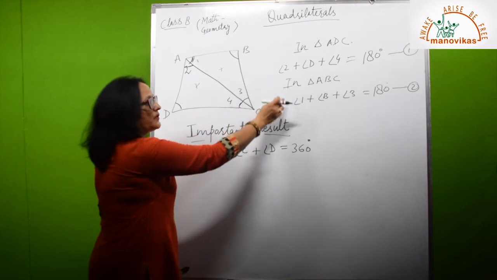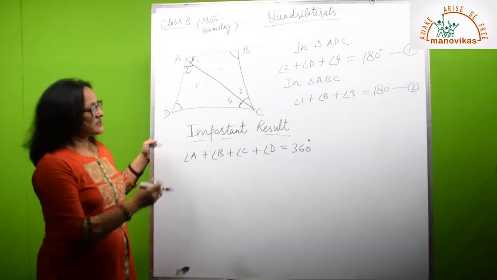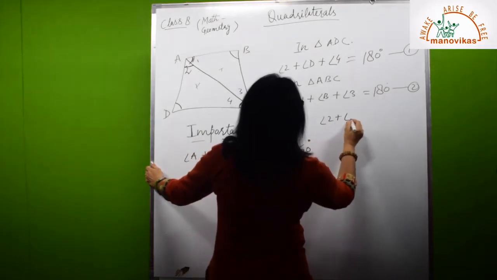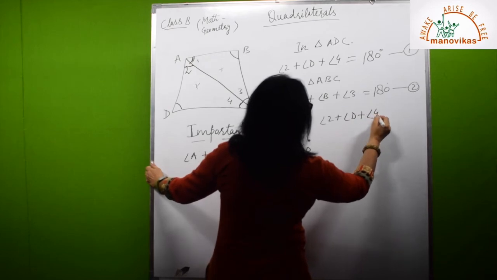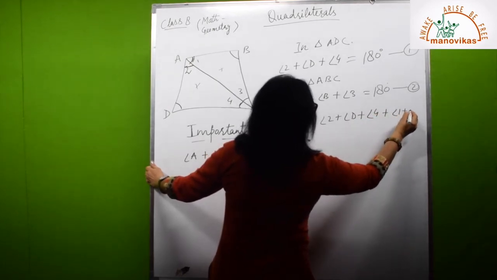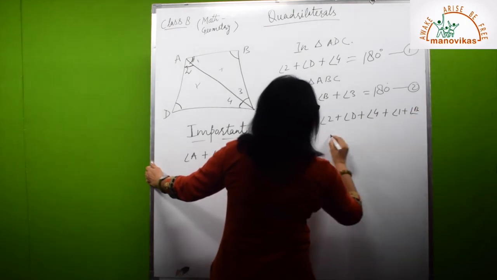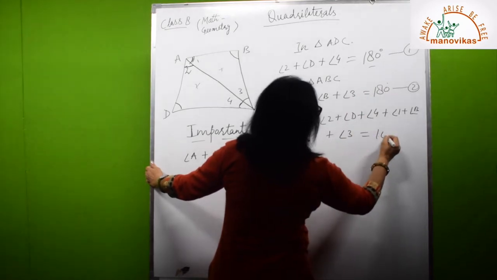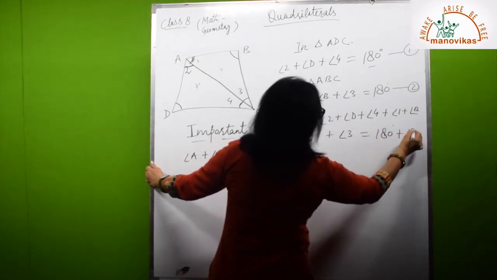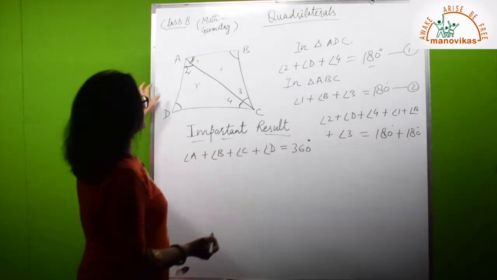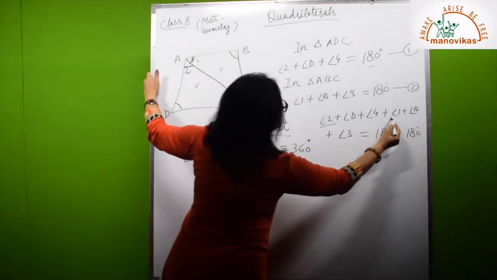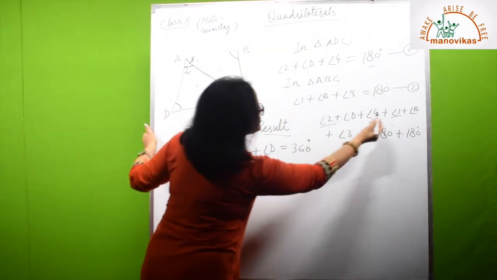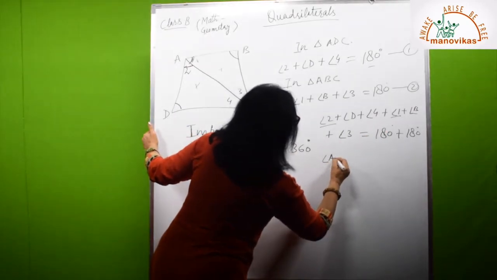If we add equation number 1 and equation number 2, let's see what the result is. Angle 2 plus angle D plus angle 4 plus angle 1 plus angle B plus angle 3 is equal to 180 plus 180 degrees. Now see here, angle 2 plus angle 1. If we add both these angles, you will get angle A. So in place of 2 and 1, we can write angle A.